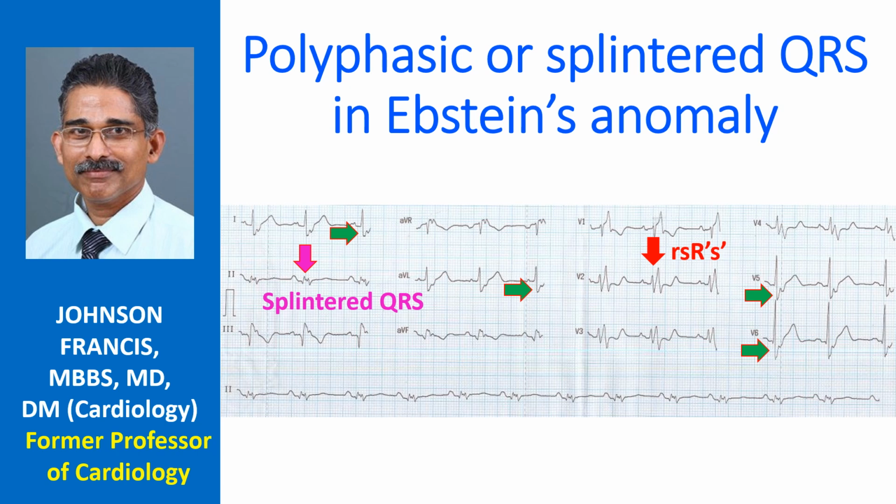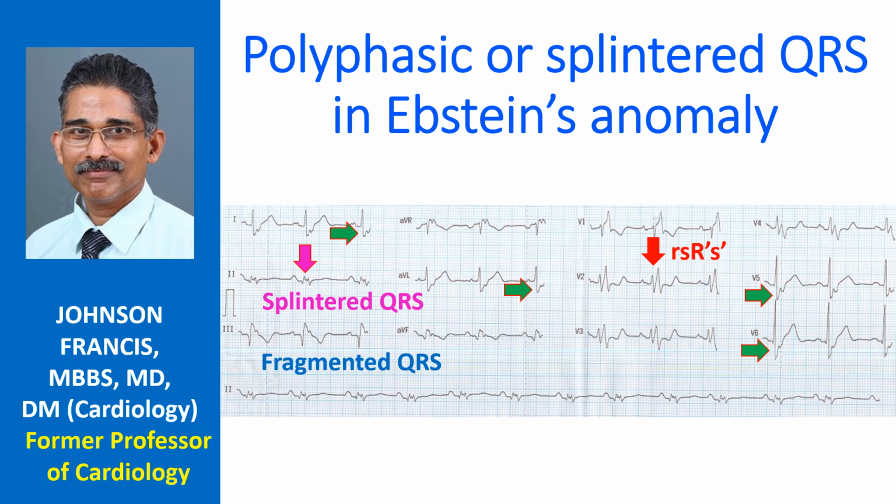As a corollary, those with near normal ECG would have mild morphological abnormalities and a better clinical profile. Splintered and polyphasic QRS of Ebstein's anomaly can also be considered as fragmented QRS as per the new terminology. Fragmented QRS is a marker of myocardial scar and consequent arrhythmias in ischemic and non-ischemic cardiomyopathy.